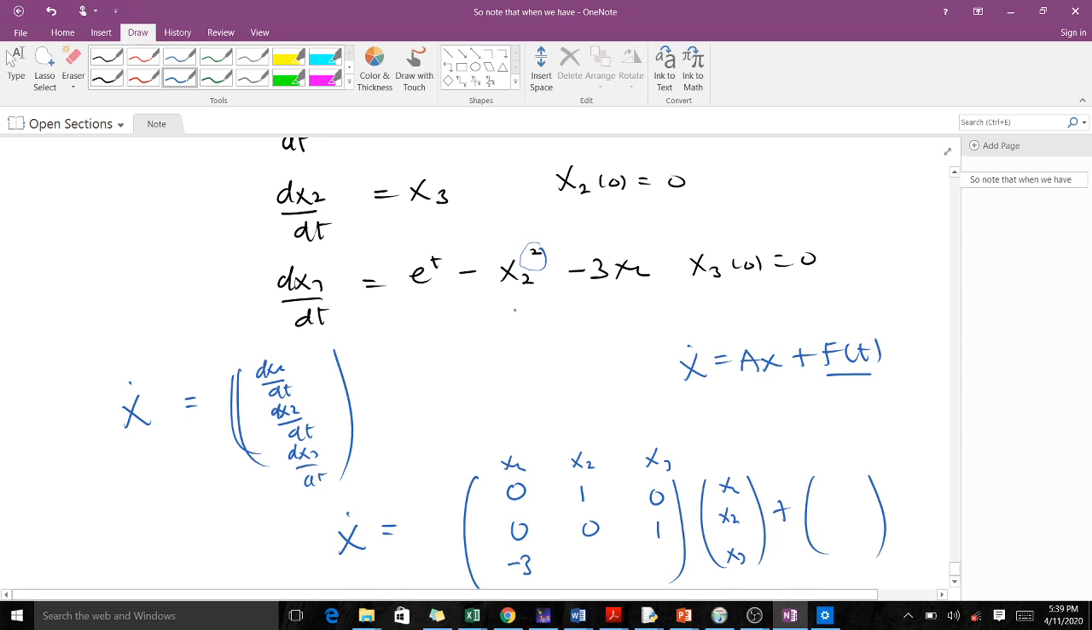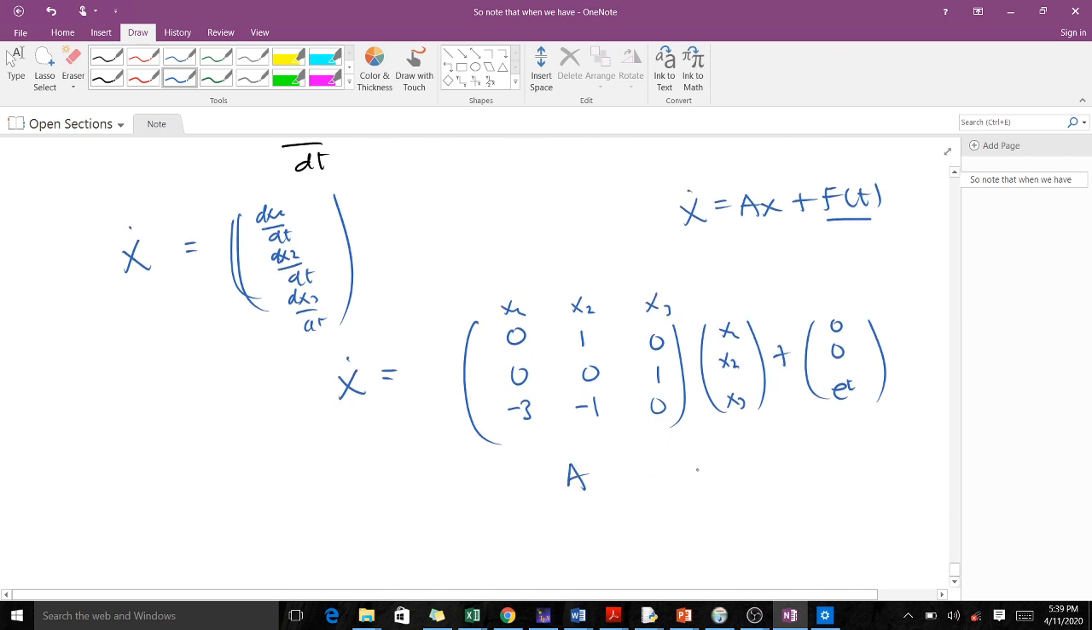But if these two weren't there, then we would have gotten -1, 0, and 0, 0, and our non-homogeneous term was e^t. Realize that this is the same as x dot equals Ax plus f of t. Remember that we only wrote this assuming that our x2 wasn't squared. So for this particular question, we couldn't have written it in a matrix form, but I intentionally formed the matrix for it because I wanted you to know how to form a matrix when the system of ordinary differential equations is linear.